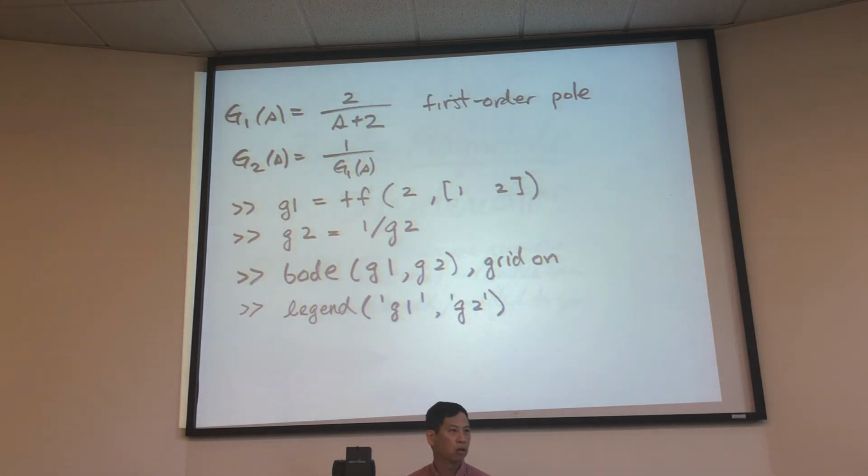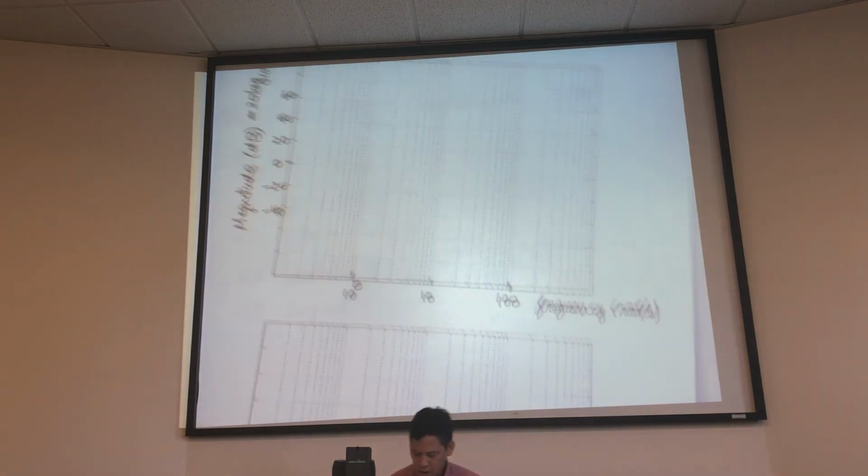Unfortunately, it's going to label them in the phase plot, because it first produces the magnitude plot, then it produces the phase plot, and the next command goes into the most recent plot window, which is the phase plot. So in the phase plot, it's going to label G1 and G2, but you can use that information to see which one is G1 and which is G2 in the magnitude plot.